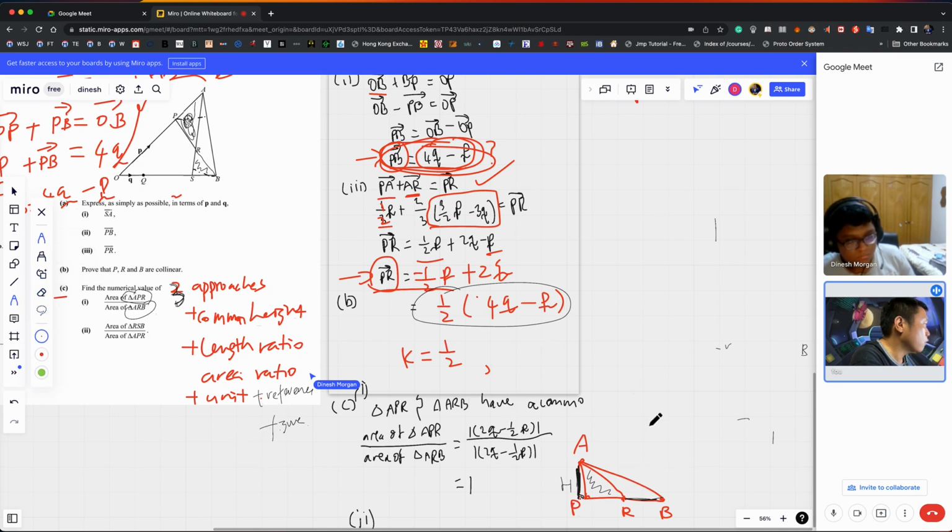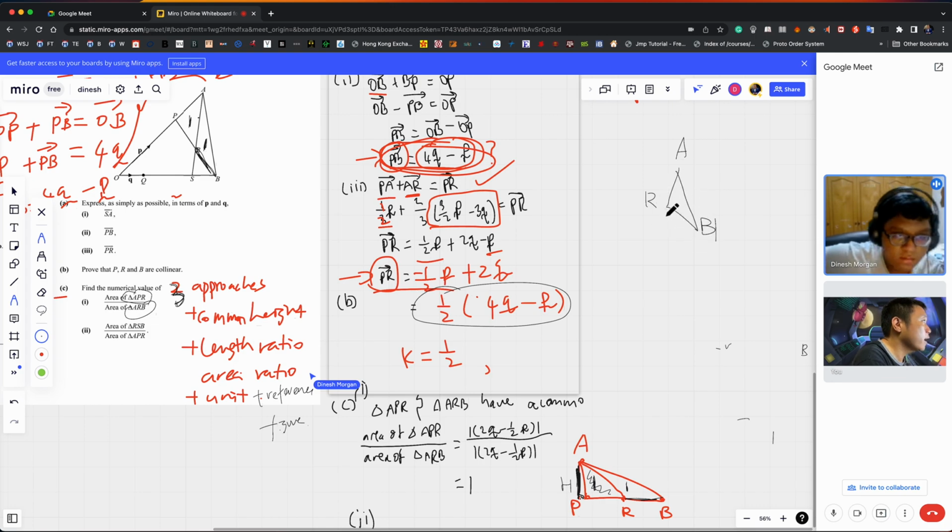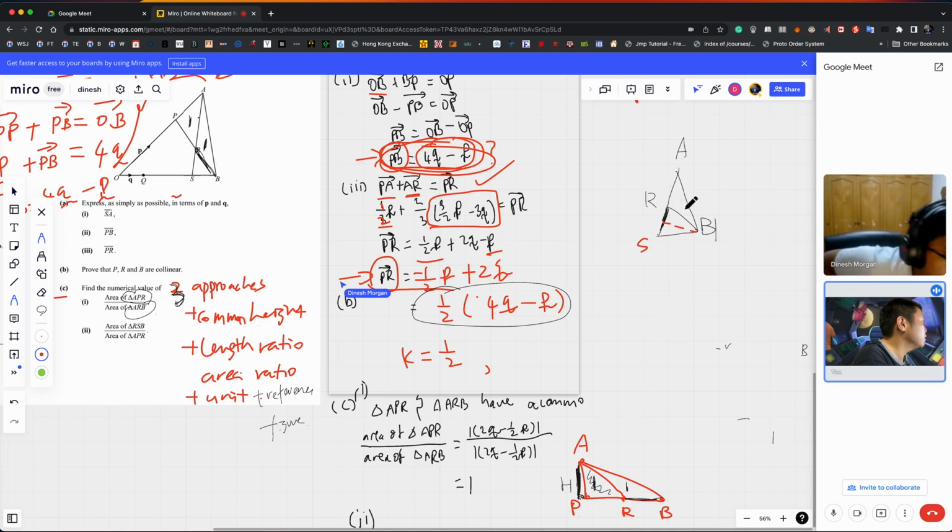So we figure out this is 1 and then this is 1, right? So in a way, somehow you can get this already. This is 1 unit, this is 1 unit. Now what you need to do is compare your ARB, they already give it, to this RSB. And I totally agree with you, they have common height here. So basically you are looking at this base and this base.